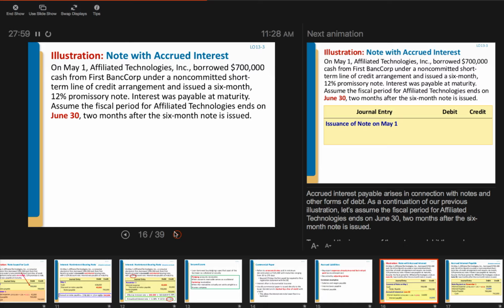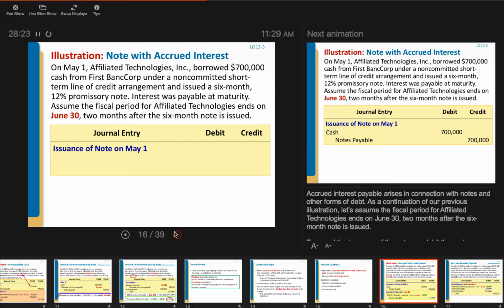On May 1st, Affiliated Technologies, again, we got this $700,000 cash that is borrowed on a non-committed short-term line of credit. Issued a 6-month, 12% promissory note, interest payable at maturity. Affiliated Technologies' fiscal period ends 2 months after the 6-month note is issued. So basically what they're trying to say here is 2 months of interest has accrued.